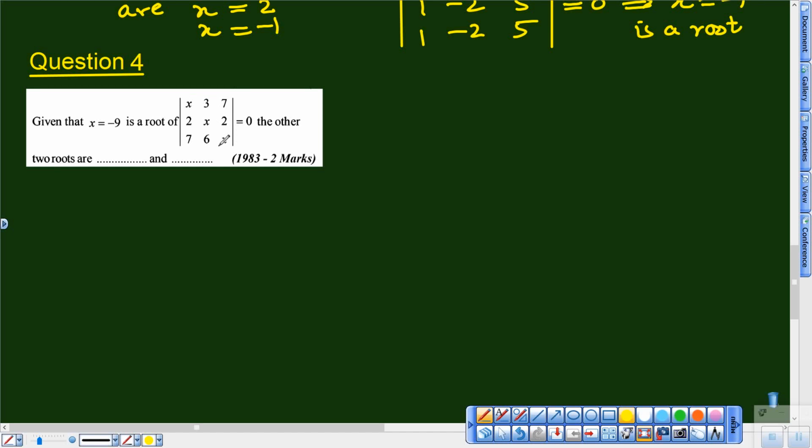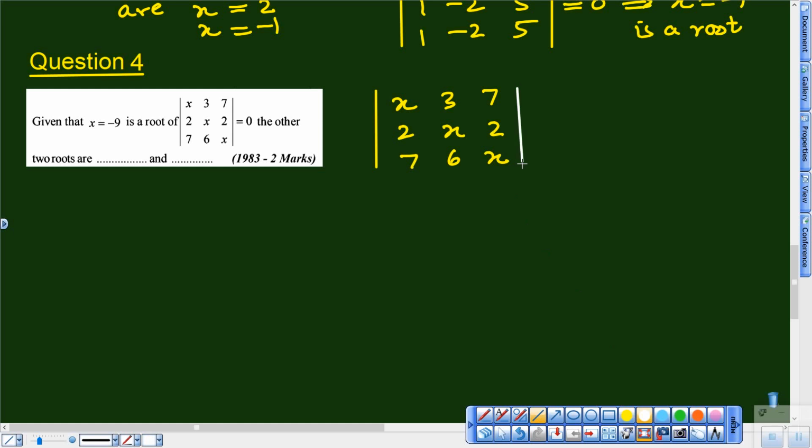So let's understand that this would be a cubic equation ultimately, because this diagonal will definitely occur in the expansion of the determinant. Once we say that, now that one of the roots is given, we are required to find two other roots. So if I copy the determinant once again and check it out, the determinant is x 3 7; 2 x 2; and 7 6 x.